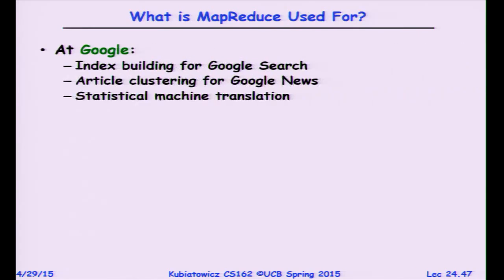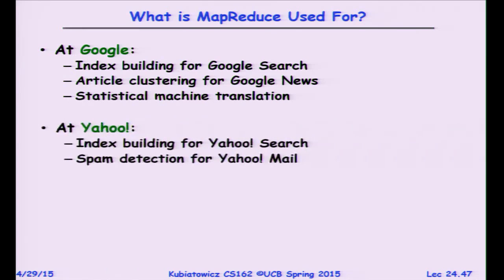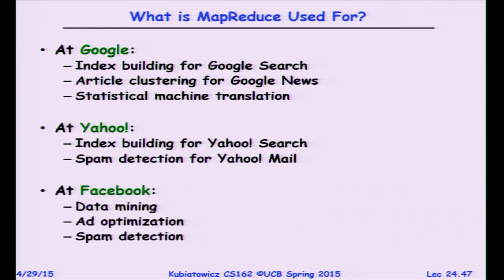Okay. And so what is MapReduce used for? At Google, it's used for indexing, article clustering, statistical machine translation. At Yahoo, it's used to build indexes, spam detection for Yahoo Mail. At Facebook, it does data mining, ad optimization, spam detection. All of that stuff is done with MapReduce.